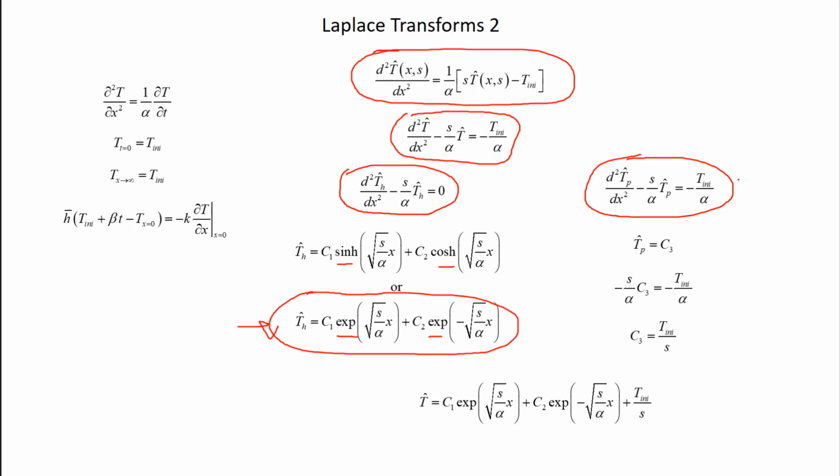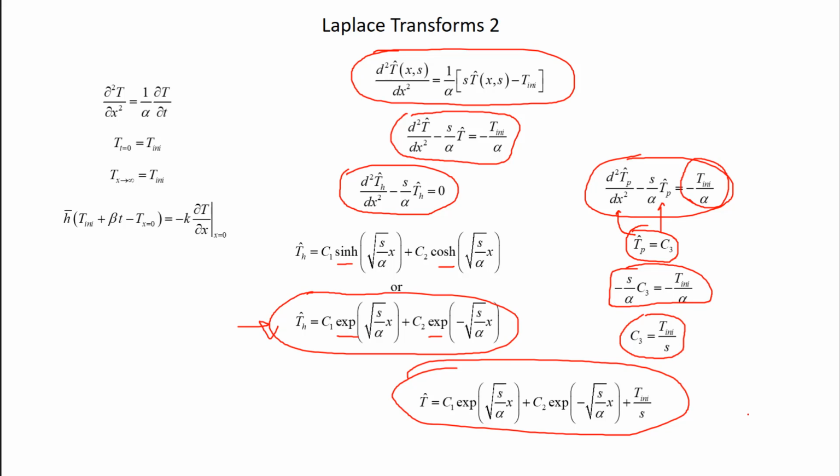So let's go up here and look at our particular solution. If I think about using the method of undetermined coefficients, my right side, the non-homogeneous term here, is just a constant. So that suggests to me that my particular solution should just be a constant. If I plug that constant up here and I take two derivatives of the constant, I get 0. Here's my solution that determines that constant. So my particular solution is just T initial divided by S. So my solution in the S domain is right here.